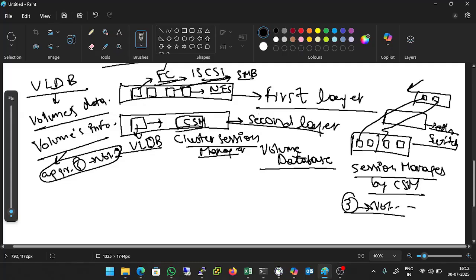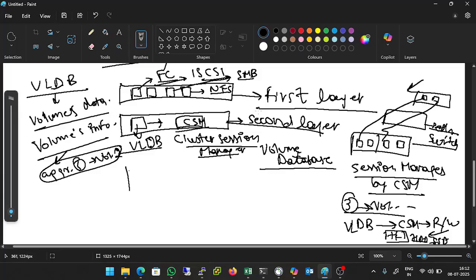So this particular thing consists of the VLDB. The VLDB tells you about the volume and aggregate, and after that CSM will create a session for that particular read and write, and it will automatically then send it to your hard disk, HDD or SSD. Okay, I think this is clear to you.